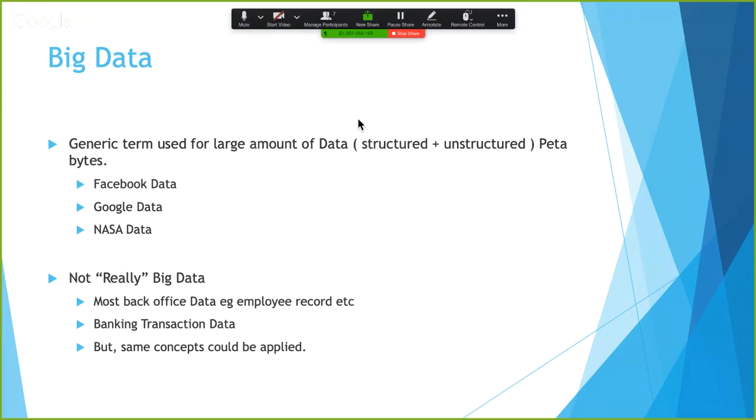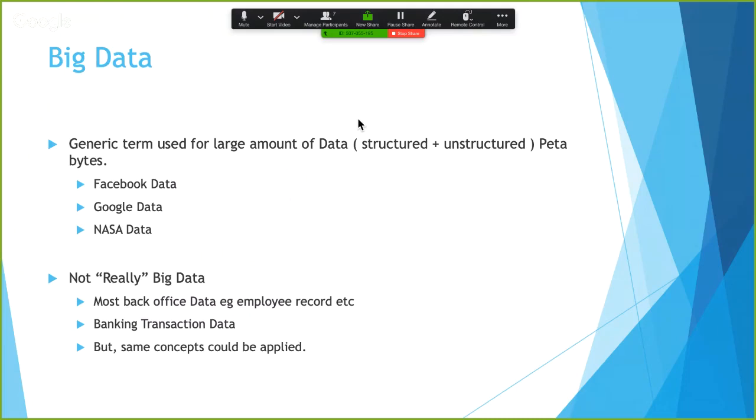Similar applies to Google and Facebook. They have very structured and unstructured data and large amounts of data, and they have to have a full picture of the data in one shot in order to achieve a certain objective. And now there is another side of data, what I call not really big data.